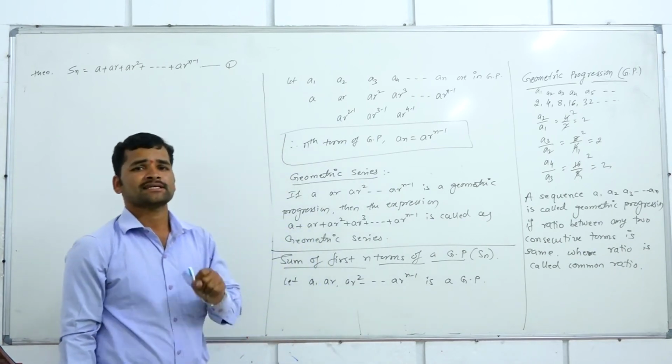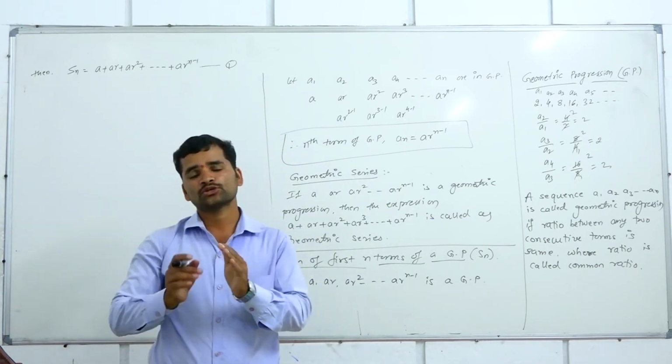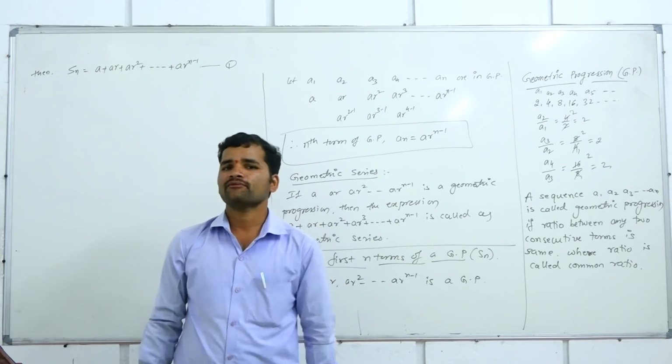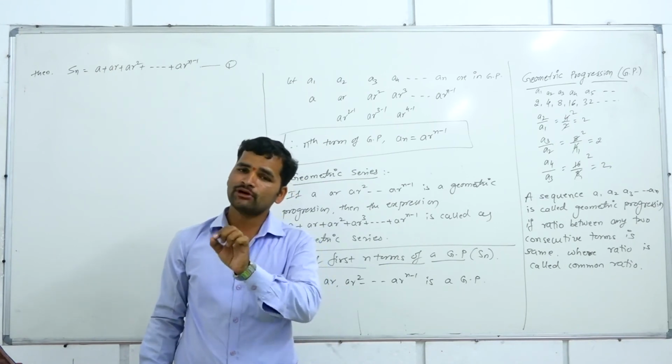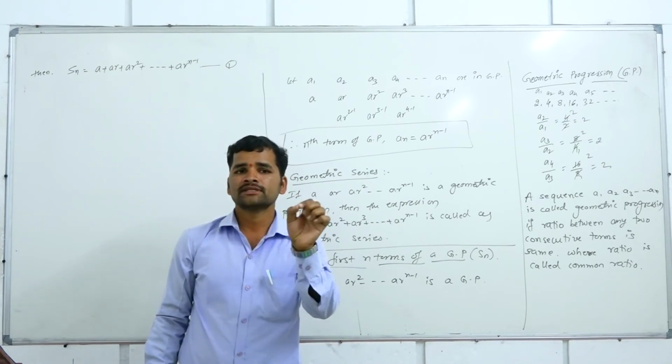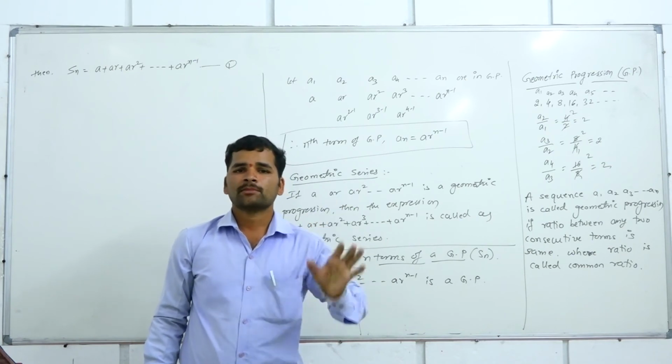Here I will consider 3 cases totally. First case, second case and third case. Those all depend on the value of r. Depending on the value of common ratio, we will use different formulas here.